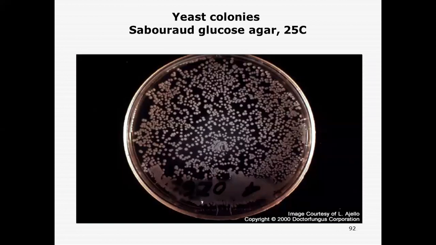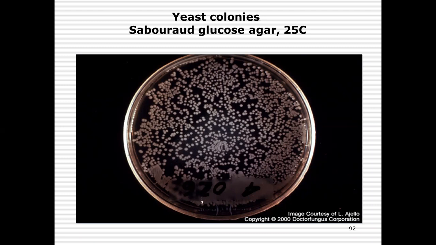Now, this is how the colonies of Candida albicans appear on Sabouraud glucose agar at 25 degrees centigrade. You can really see the very discrete, isolated colonies, white in color. They resemble the colonies of Staphylococcus aureus, but they're white in color. Remember, they're white in color.